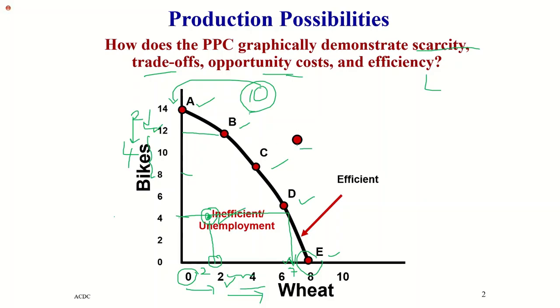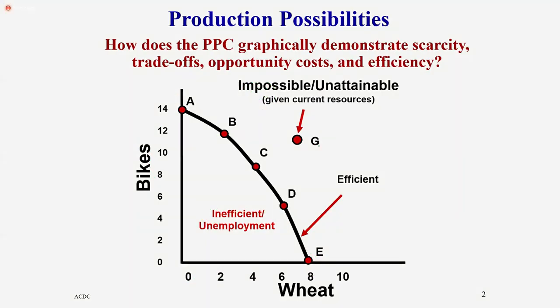So any point beyond that curve is good if you can produce. That's where the economy wants to be. That's where we want to push. But given the resources we have now in the country, the technology, the labor, the land, the resources, this point is impossible to achieve. That's the theory, right? It's impossible to achieve.